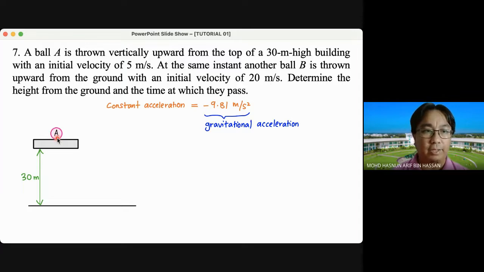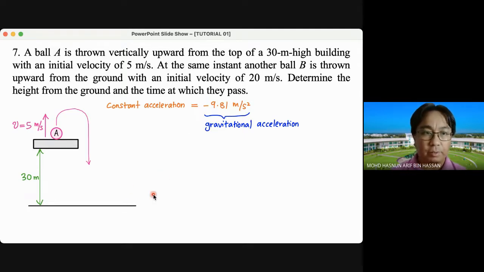So ball A is thrown upwards 5 meter per second. Dia dibaling ke atas dengan 5 meter per second velocity. So what happens to ball A? It will go up and then it will start to move downwards. Dia move downwards ni with the gravitational acceleration of negative 9.81 meter per second square.